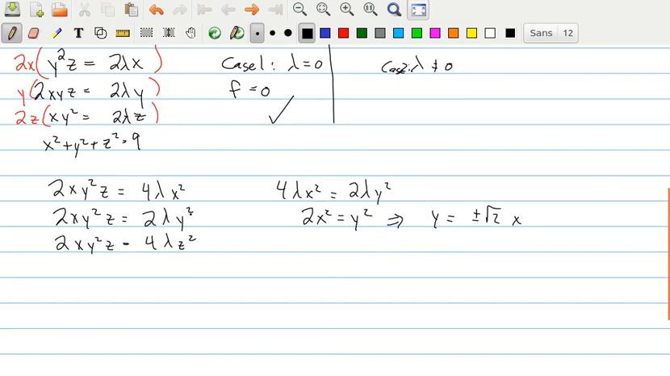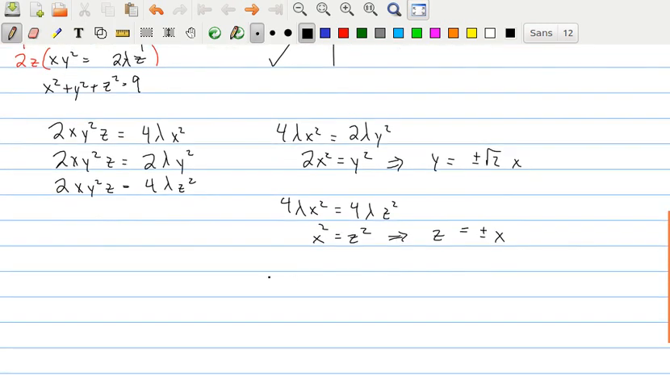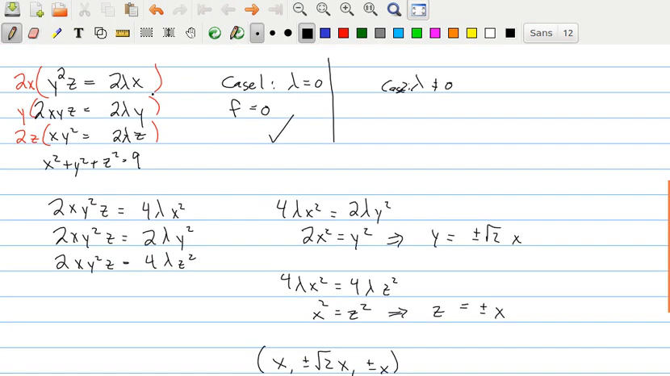Let's now look at the first and third equations together. So we know that 4 lambda x squared is 4 lambda z squared. And again, because we're in the case where lambda is not equal to 0, we can divide it out, and we get x squared equals z squared. And this tells us that z is plus or minus x. So this actually characterizes all of our possible critical numbers on here. It says that we've got an x coordinate, and then we've got our y coordinate, which is plus or minus radical 2x, and then we've got our z coordinate, which is plus or minus x. So we've used up these three equations right here.